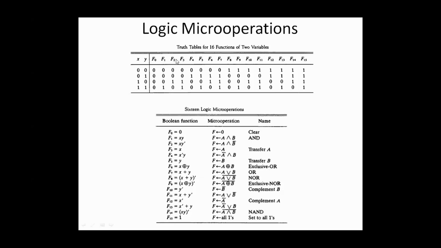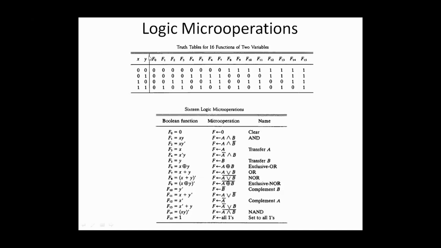And here is a table. This is a truth table which is showing that we have 2 bits, right? Because logic microoperation is done on bits. So 1 bit of one register, another bit of another register. So if I had 2 bits, I will have 4 combinations, right? These 4 combinations 0 0, 0 1, 1 0 and 1 1, and I can perform various operations.